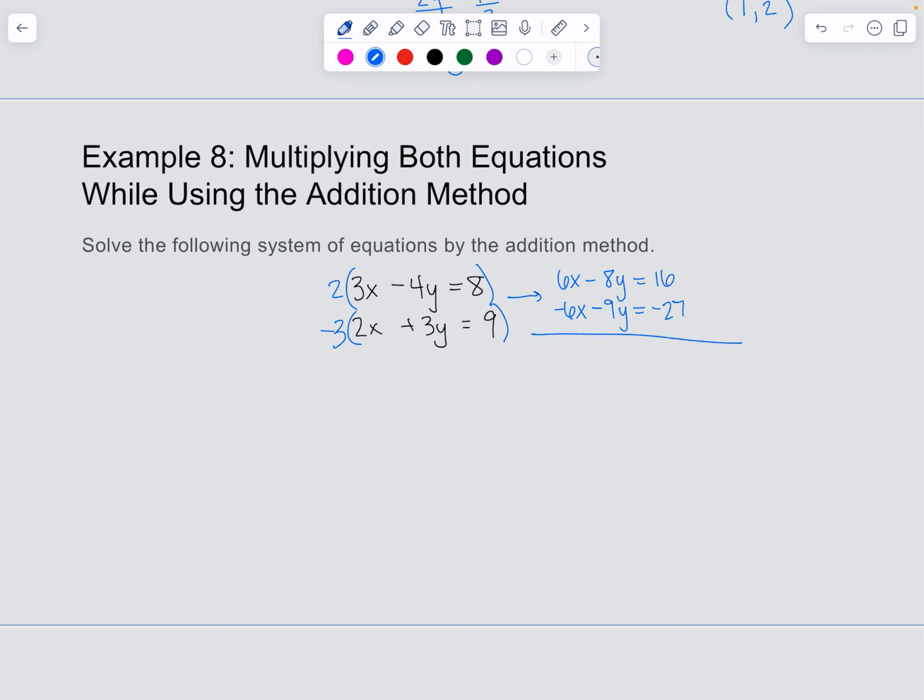Okay, we see that 6 minus 6, so we eliminate. Negative 8, negative 9, negative 17. And then 27 and 16, we take the difference, we'll have 11. And it's a negative. Divide. Don't be afraid. Fractions are fine. Negative divided by negative, 11 over 17.